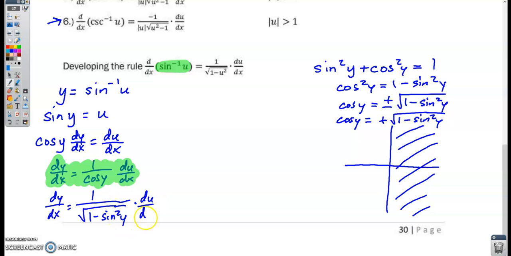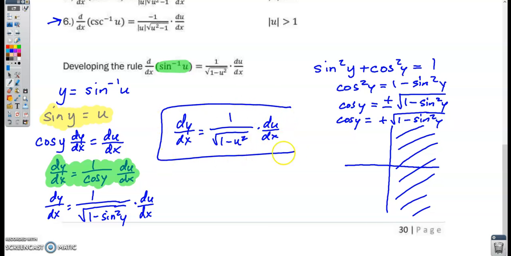Okay, I still don't have just u's in here, and now I need to go back to this line right here. I know that u is equal to sine of y, and so I can replace sine squared of y with u squared. And so this ends up simplifying to dy dx equals 1 over square root of 1 minus u squared du dx. And there's our derivative rule.